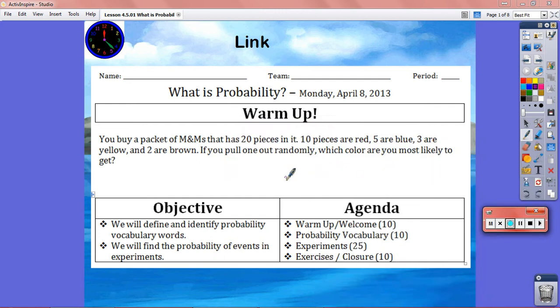So we're starting a unit on probability. Originally it was going to be geometry, but we had to move some things around in our department. So we're starting probability now, and you have this form up here.